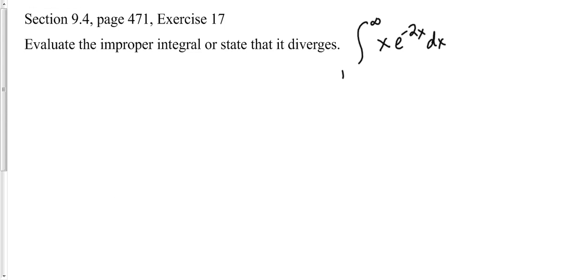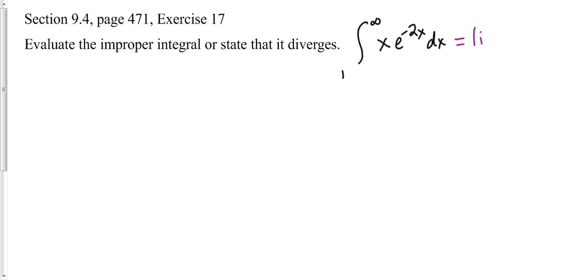Do section 9.4, page 471, exercise 17, which reads, evaluate the improper integral or state that it diverges. For number 17, we have the integral from 1 to infinity of x times e to the negative 2x dx. One thing we've been learning in this section is that we can't have plus or minus infinity in our limits of integration. And the first definition gives us a way to deal with this.